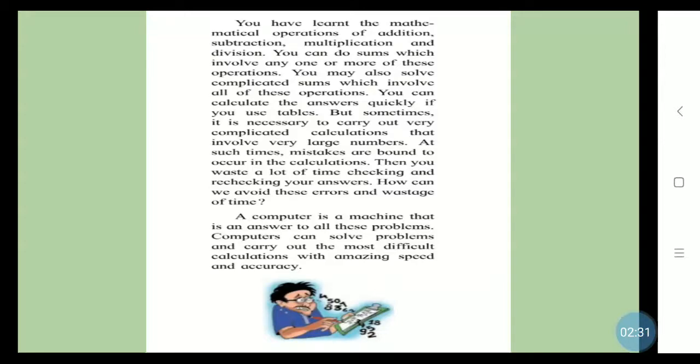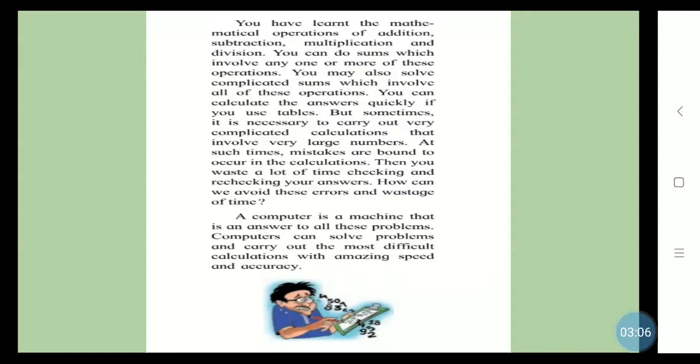What happens at such times? We make mistakes. Then you waste a lot of time checking and rechecking your answers. Now, when your answer goes wrong, what happens? You will keep on checking the answers, you will recheck them, and you lose a lot of time. How can we avoid these errors and wastage of time? Now let's see how we can avoid this time wastage or the errors that occur while we calculate.